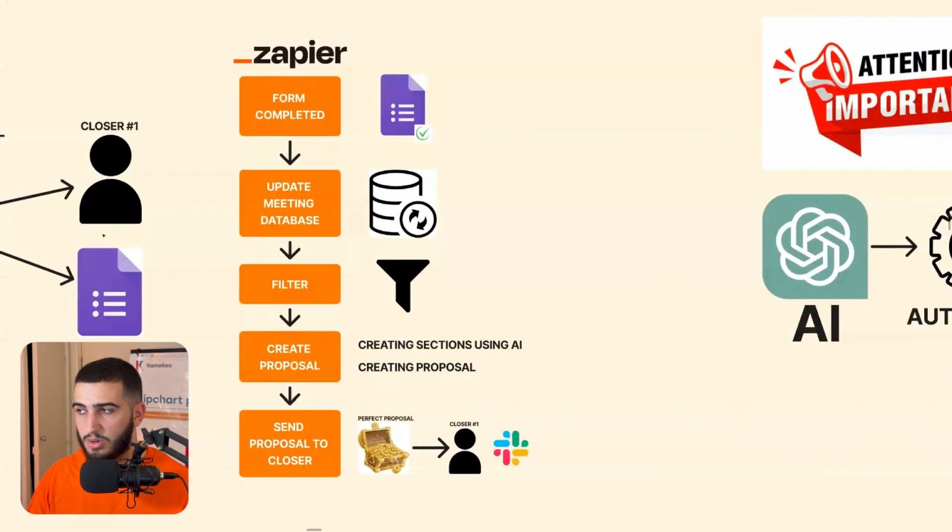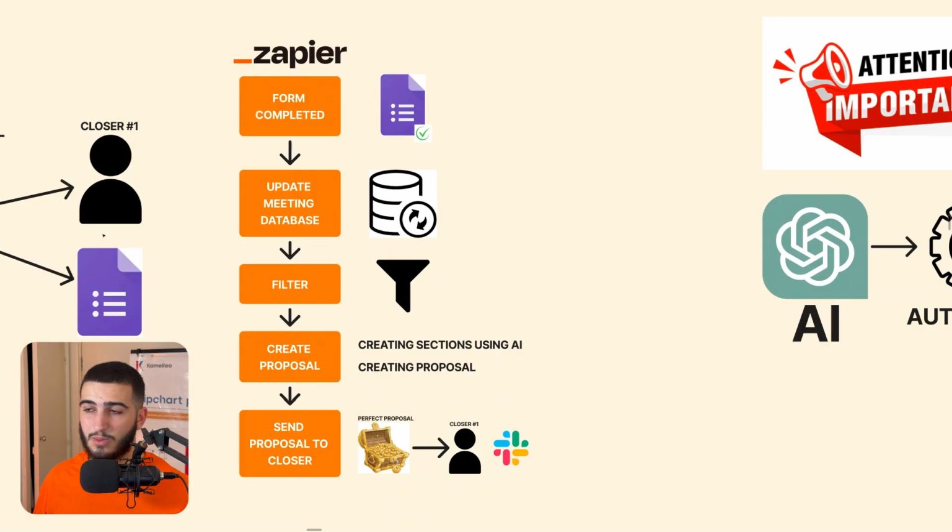Cool. So the automation we're building out is fairly simple. It's going to trigger when the form is completed, obviously. Whenever that closer finishes the call, gets that message, opens the form, and fills out all the information, this is when this automation is going to trigger. The first thing we want to do is actually update that meeting database. Now, here's where we're going to update different things like whether the lead was qualified, whether it was closed, and all the different information there.